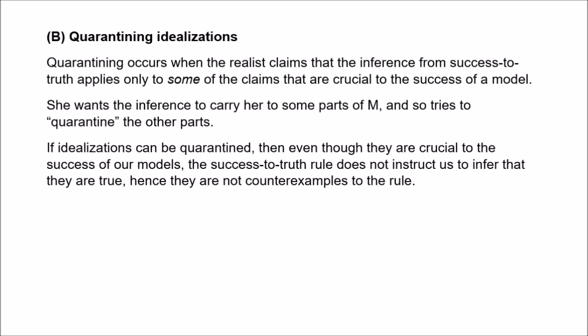The realist must find some way of quarantining the idealizations so that this success to truth rule doesn't carry her to the idealizations. And then, since the success to truth rule doesn't carry us to the idealizations in the first place, they can't be counterexamples to the rule.